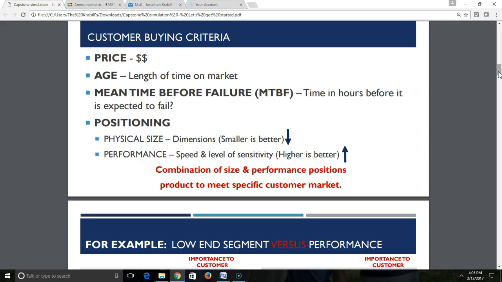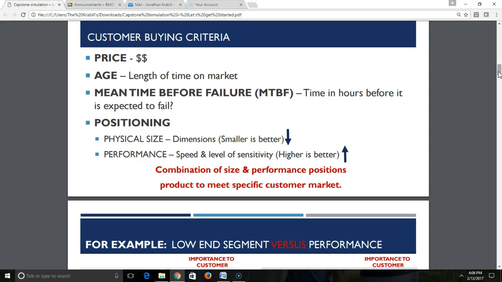So let's move forward. Customer buying criteria, right? What do our customers care about? Well, 4 main things. Price, obviously. Age, how long a sensor has been on the marketplace. The longer that time has been, you'll actually find a couple strategic decisions coming out of that, and I'll leave those topics up to you.